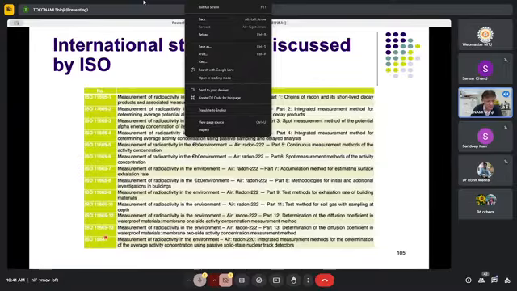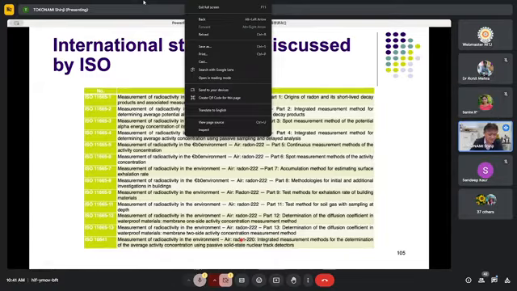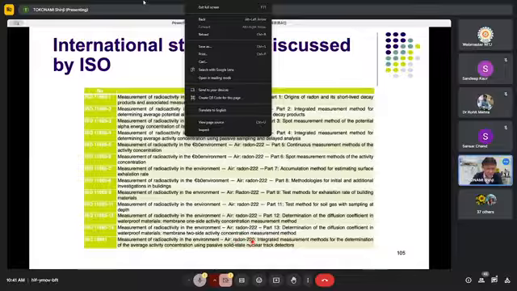Here is another number, 16641. This was a project by our research group. This technique deals with radon 220, namely toron. Integrated measurement methods for the determination of the average activity concentration using passive solid-state nuclear track detectors.